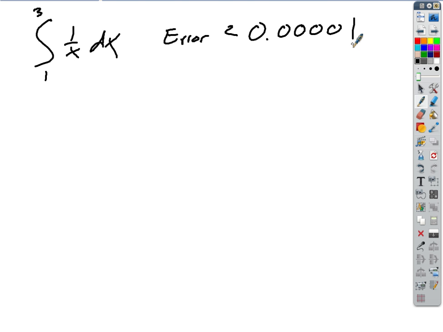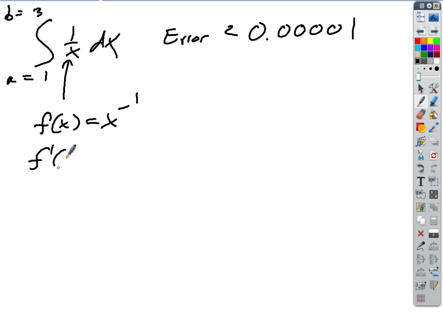Well, because there's f of x. We know a is 1. We know b is 3. And we're going to find n from that error formula. We're just going to solve for n in that error formula. Let's go ahead and calculate the second derivative real quick. What's f prime of x, sorry?